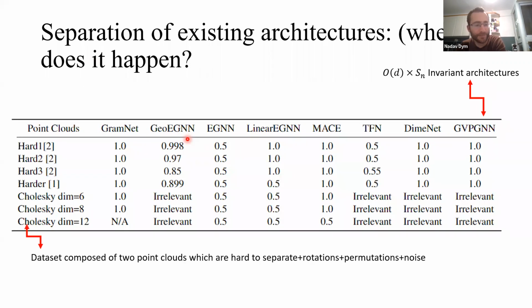What we did is take various data sets. We built rather simple data sets: you just take two point clouds, but they're hard to separate for whatever reason. Then you do some simple augmentations. You take rotations and permutations of them, which shouldn't change anything for invariant architectures, and you add some noise. You solve this binary classification task: given a point cloud, did it come from the first one or the second one? These are seven different binary classification tasks.